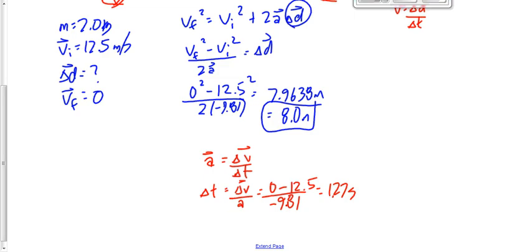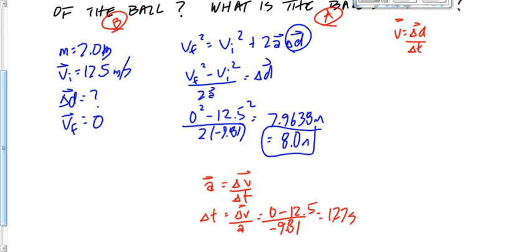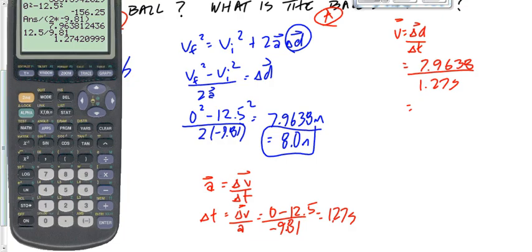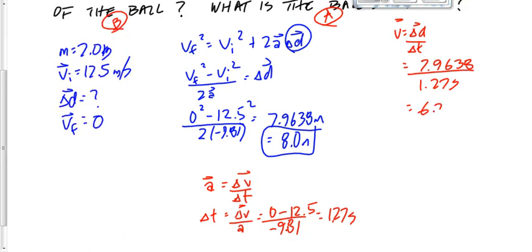Now, because I'm looking for average velocity, which makes it a group A problem, we can say 7.9638 divided by 1.27 seconds, and we end up getting 6.25. Good. Anybody think of another way to find average velocity in this case?